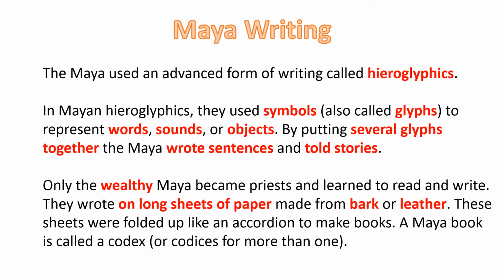They wrote on long sheets of paper made from bark or leather. What do you think bark or leather is made out of? Pause and have a think. Bark is made out of stems and roots of woody plants, and leather is made from animal skin, usually cow skin. These sheets were folded up like an accordion to make books, and a Maya book is called a codex, or codices for more than one. So pause this section and read through it to yourself again.